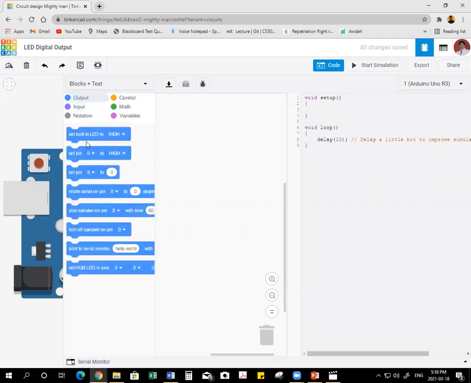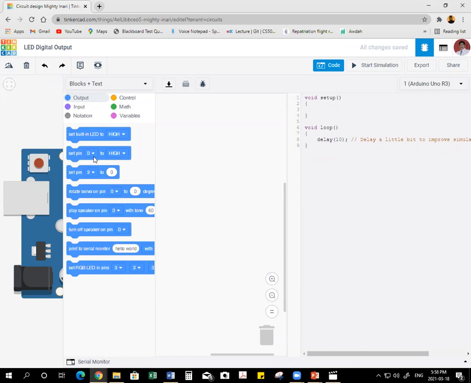Now output, these many are there. Set built-in LED, high or low. High means glow, low means do not glow, like that. High means 1 and low means 0. Also we can say high means 5 volts, low means 0 volts. These are the 3 notations I am telling you.